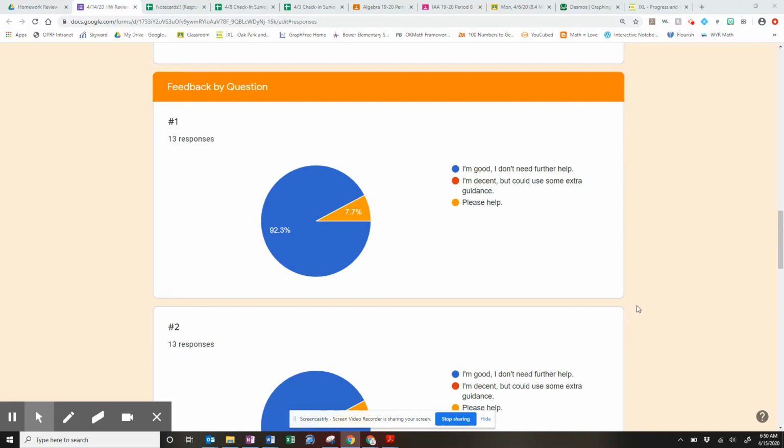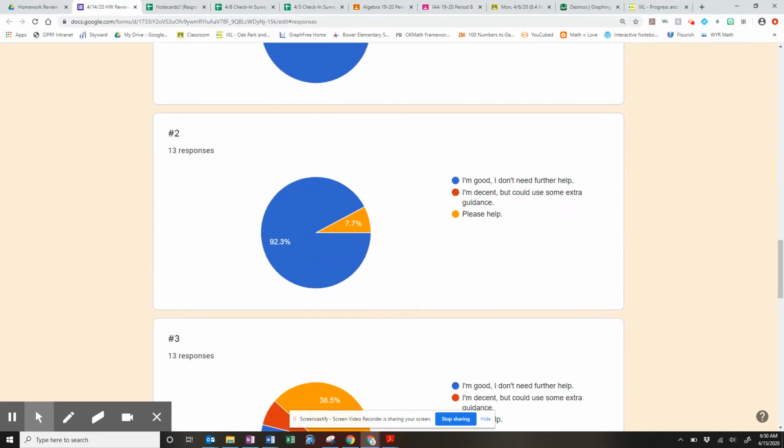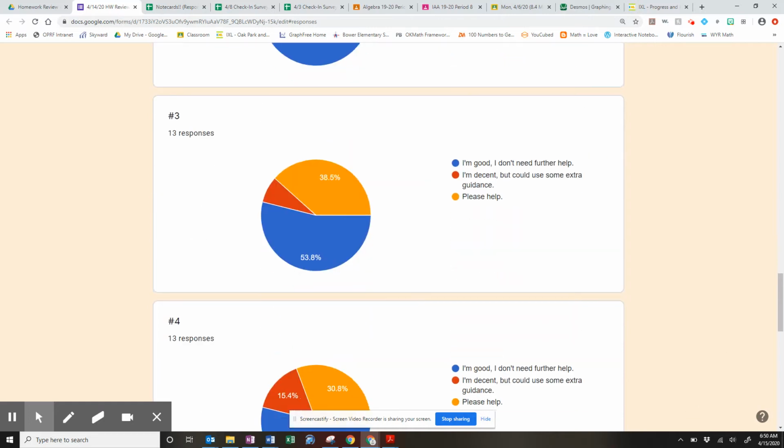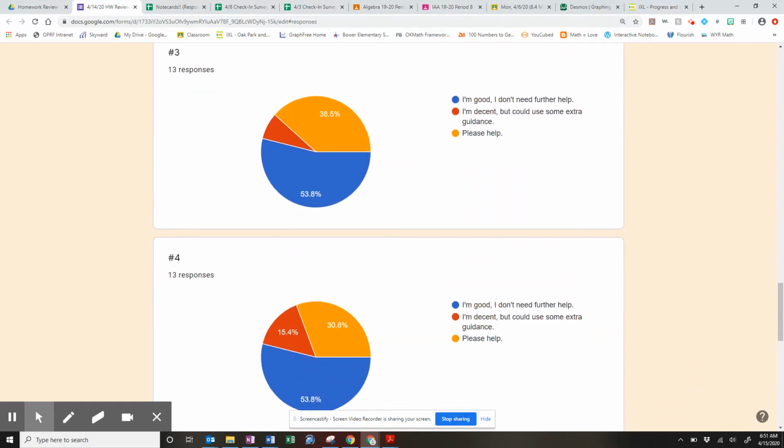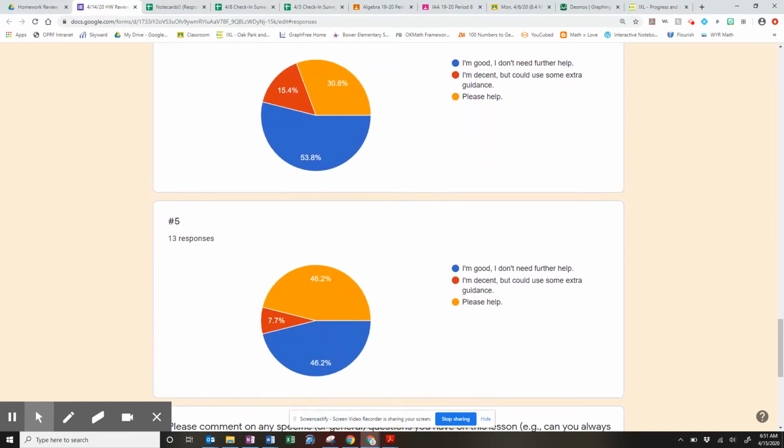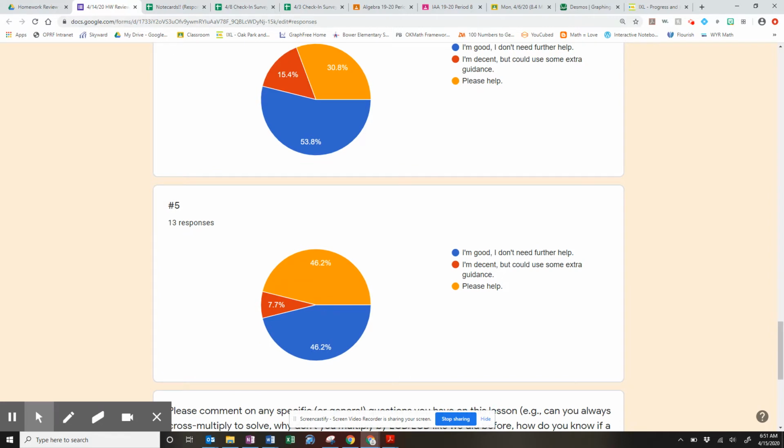Here's what we look like by question. 1 and 2 look pretty good, which I expected because those were a little more straightforward. You could just cross multiply. 3 and 4 look pretty similar. Most people are feeling okay, but could use a little guidance. And then 5 was definitely a little trickier.